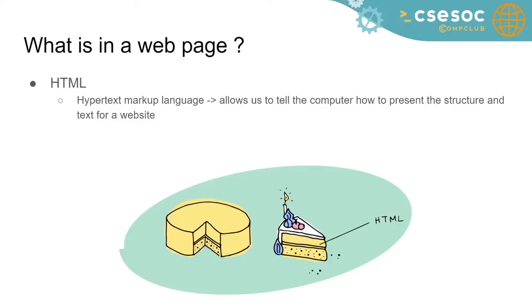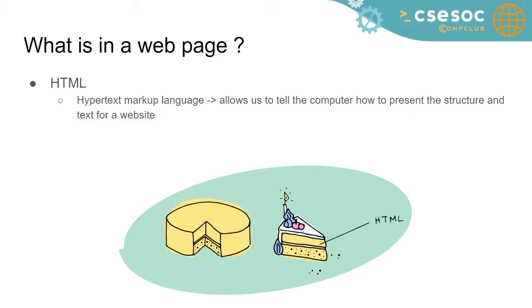We'll now have Eric cover in detail what components make up a web page. Yeah, so in our web page, we have the three languages that Kenneth mentioned earlier. Our first one is HTML, which stands for Hypertext Markup Language. It sounds very fancy, but basically, we can just think of it as being the base of the website. It tells the computer how to present the structure and text for a website.